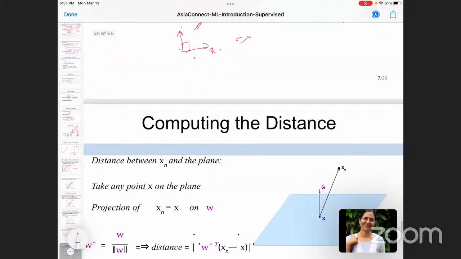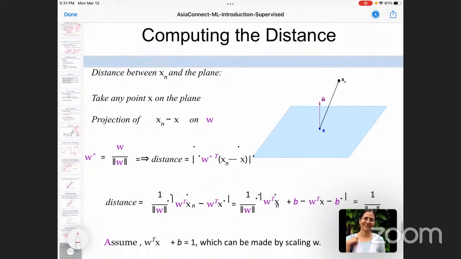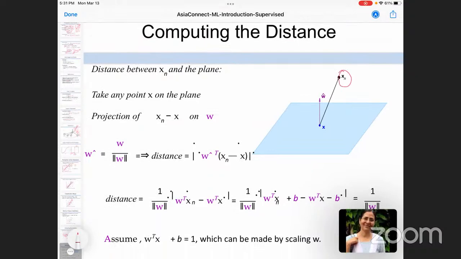So now I'm computing a distance. Now assume xn, for example, is the closest point to this plane. Now I need to find this distance. And we can assume another point x on the plane, on the separating plane. So now you just draw this line. This is a vector. And you draw the projection on W, because W is perpendicular to the plane. You draw the projection, not on W, but on the unit vector.